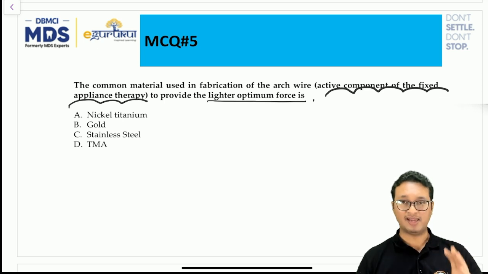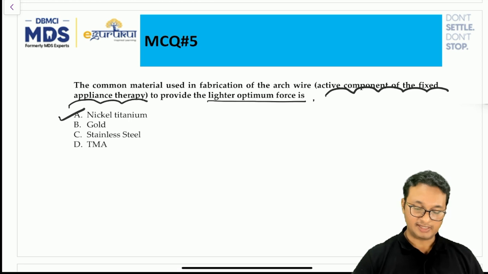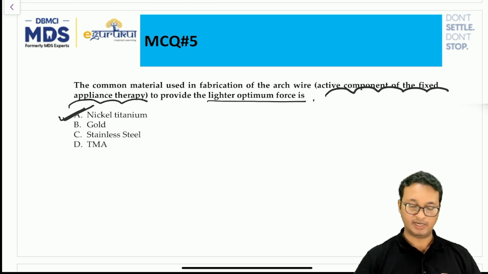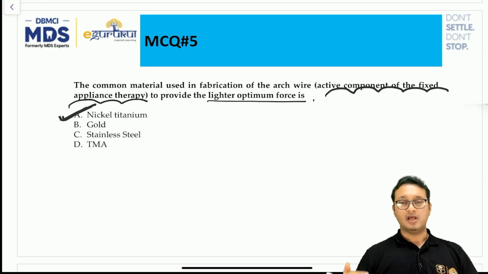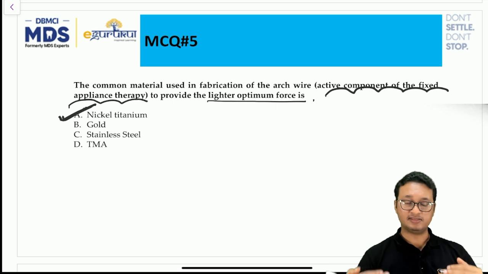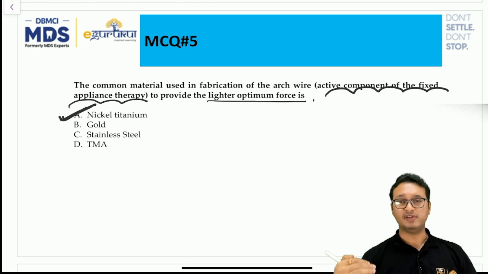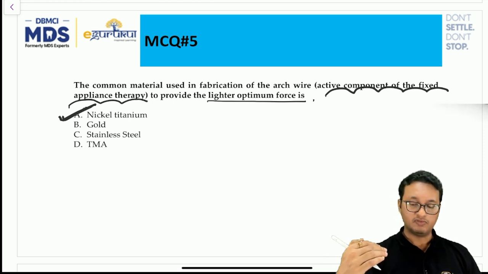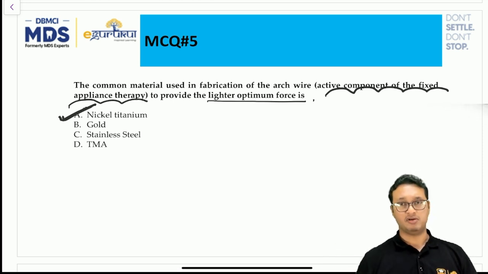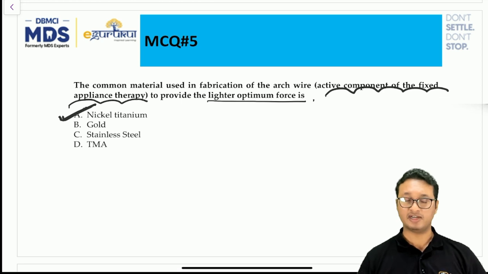So all these characteristics are defined by nickel titanium. Now, as the stage of the treatment advances, from initial leveling and alignment to space closure, finally to finishing and detailing, we have to change the wire sequence accordingly. That's what the principle of fixed orthodontic treatment is, no?